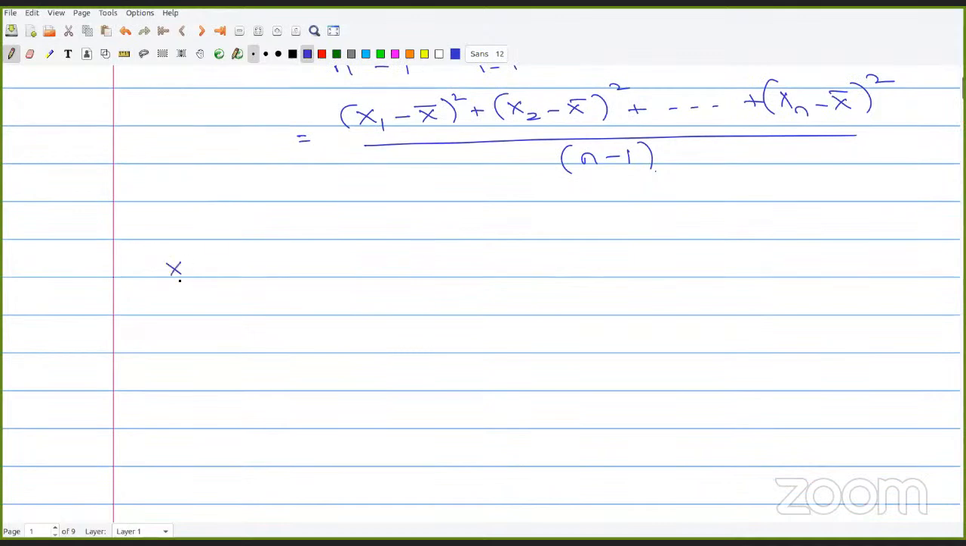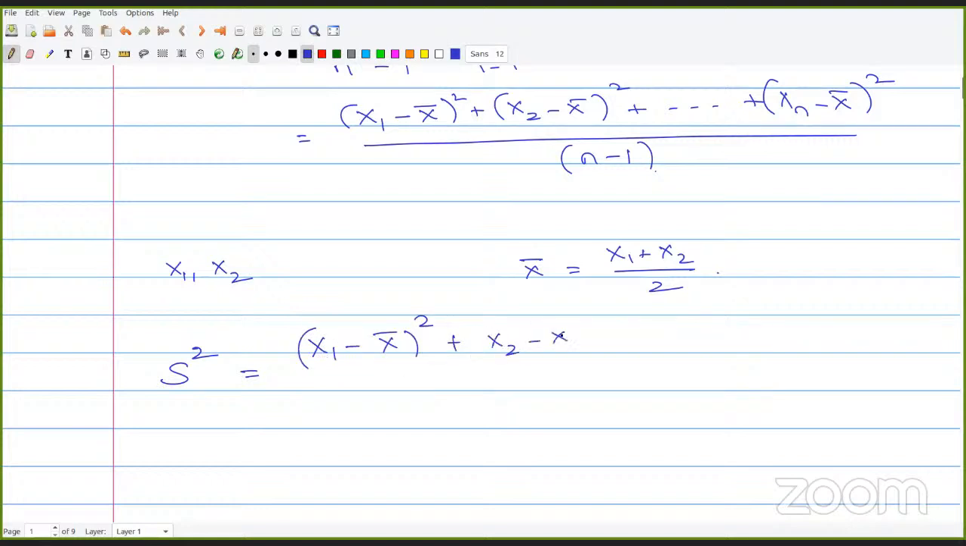Okay, let us take x1 and x2 only. There are two samples only. What is x bar? It is x1 plus x2 by 2. Now if I wanted to compute s square, what will it be? (x1 minus x bar) whole square plus (x2 minus x bar) whole square, by 2. I can write x1 as 2 times x bar minus x2.